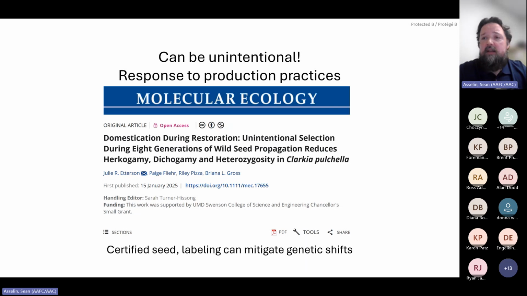If you're wild harvesting at the very earliest point of the flowering time of a population, you can have inadvertent selection for differences in flowering. So it's just something to keep in mind that sometimes selection is not intentional.